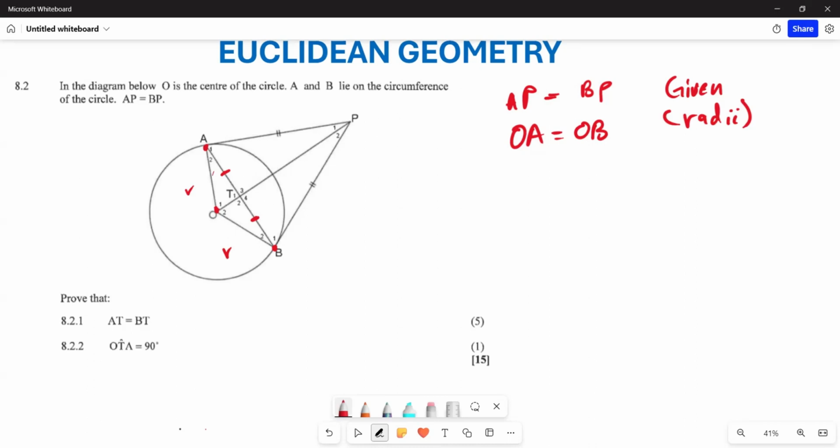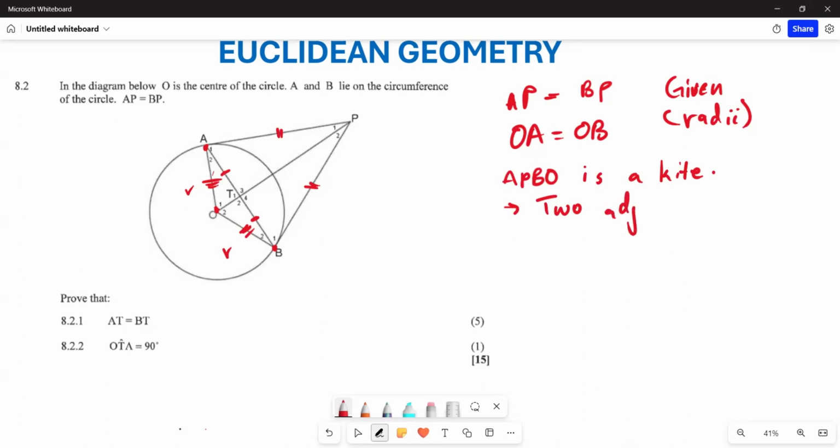Now, from here, I want you to look at something. Can you see that now? Since your line AP is equal to BP, and OA is equal to OP, I want you to take note that your APBO is a kite. Why am I saying this is a kite? Remember the reason for a kite: we have two adjacent sides which are equal.